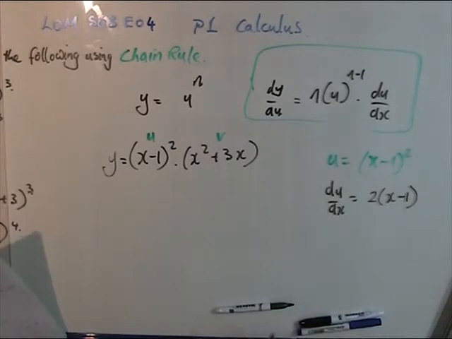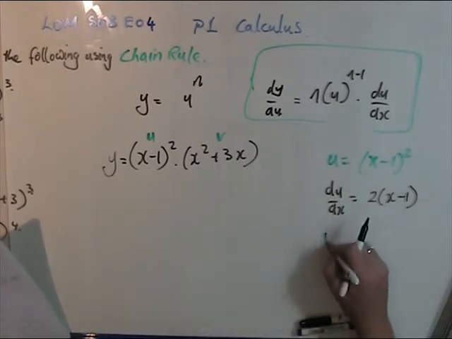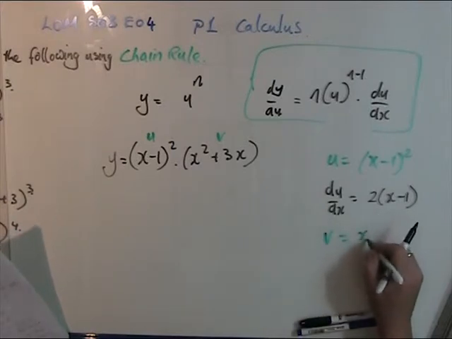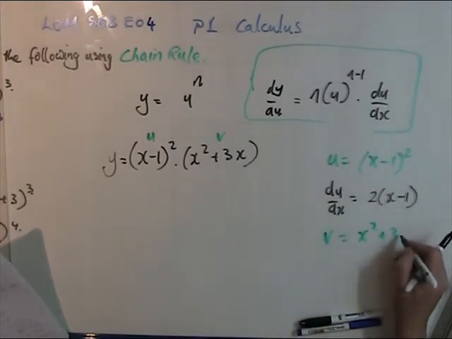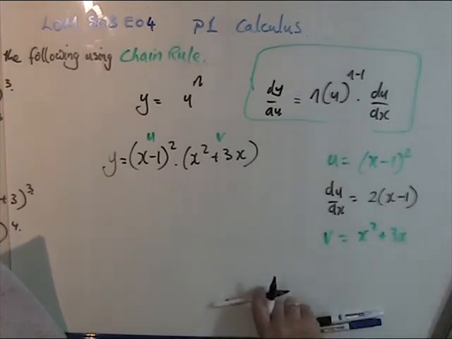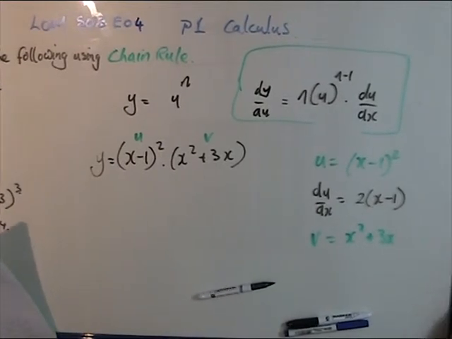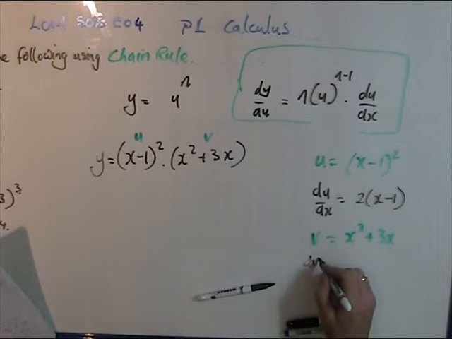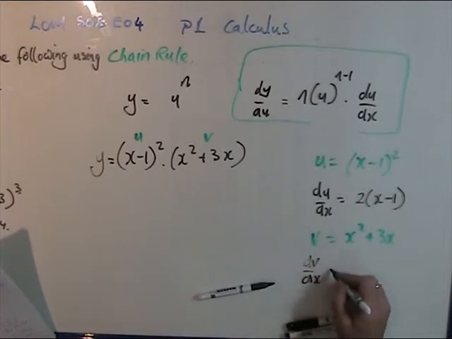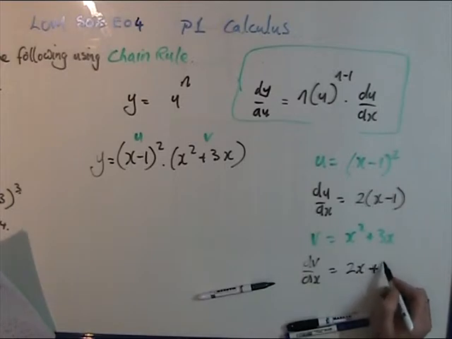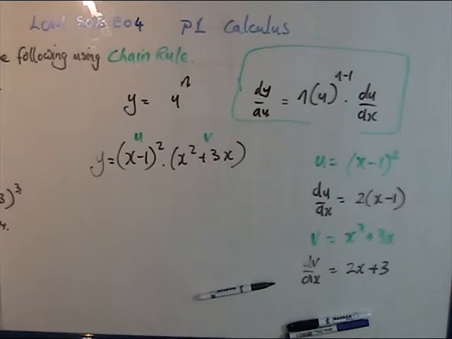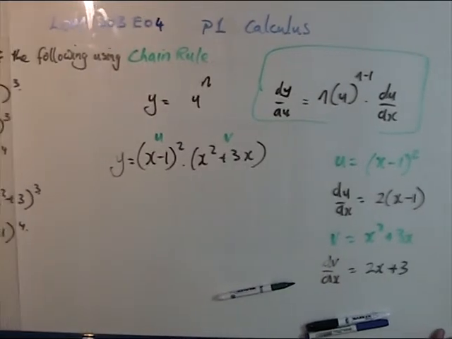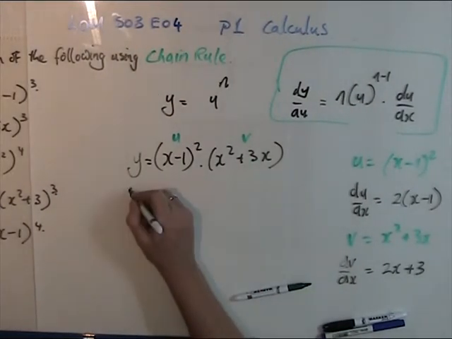v is equal to x squared plus 3x. Now I have to get the derivative of this. So dv dx is equal to 2x plus 3. Now you're doing this along with me. Now back over to this question, and I use these parts to get to the derivative of this.